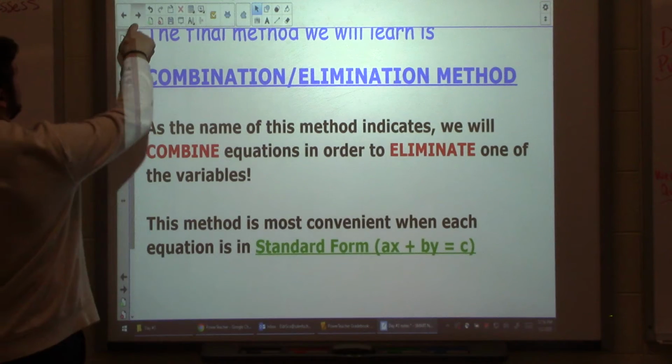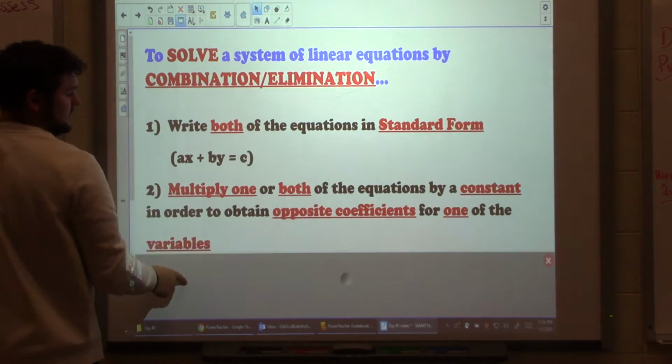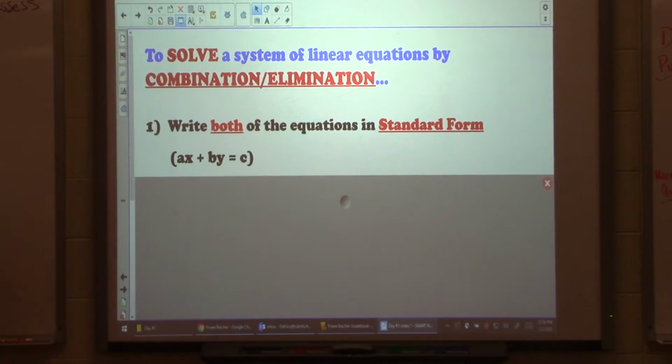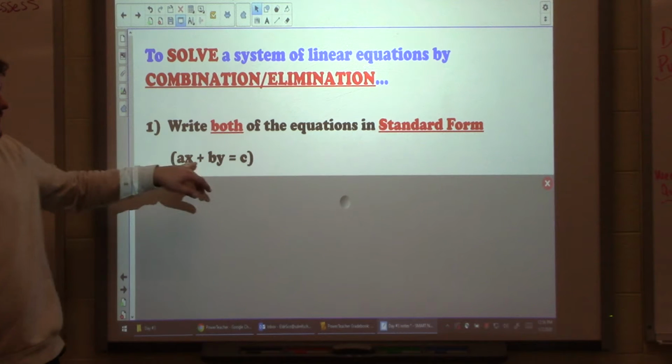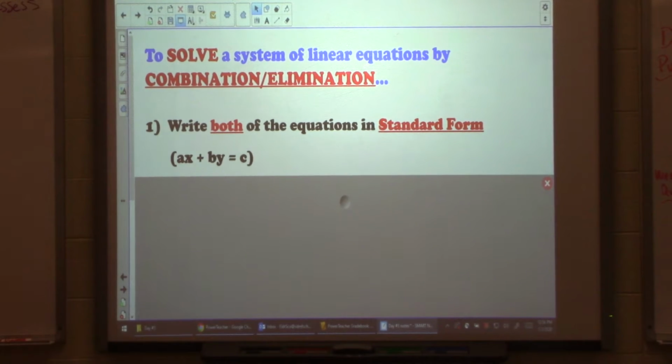How do we do that? There's a bunch of fill in the blanks. Step 1, write both equations in standard form. Normally they'll be given to you in standard form. If they're not, and you really like this method, write them in standard form, where x and y are on the exact same side of the equation.